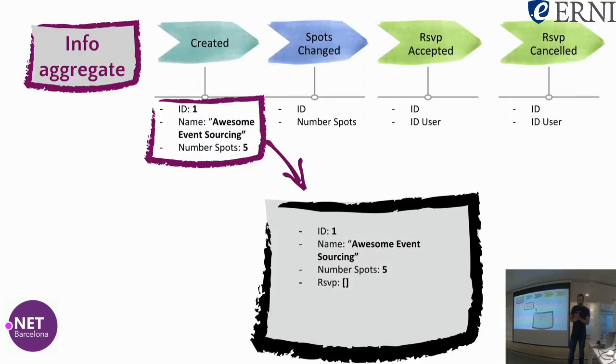What we need is this: the event is what you are actually storing in your database, what you are persisting. But at some point you need to know the current state of your application. This current state we call an aggregate.